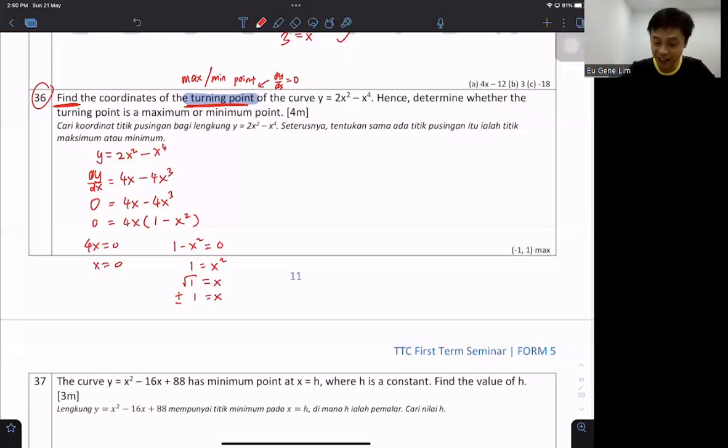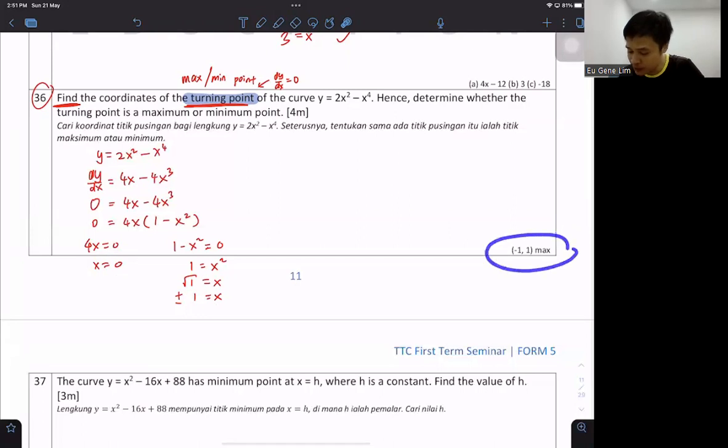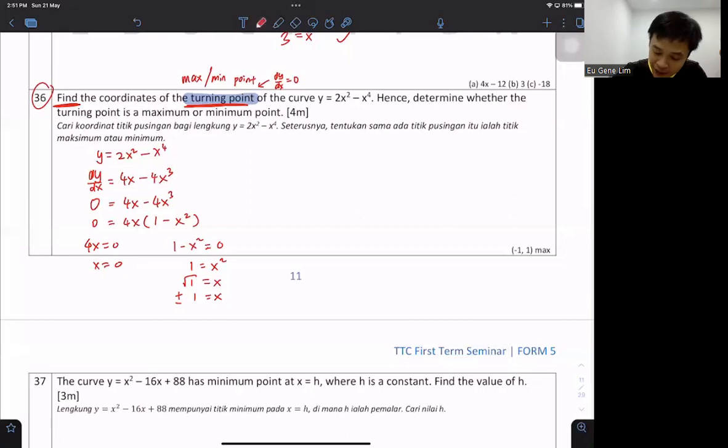So actually there are 3 answers: x equals 0, x equals +1, and x equals -1. But how come they only give 1 answer? Maybe because they did it wrong. But never mind, we try to do all. So this question has a lot of turning points: x equals 0, x equals 1, x equals -1.